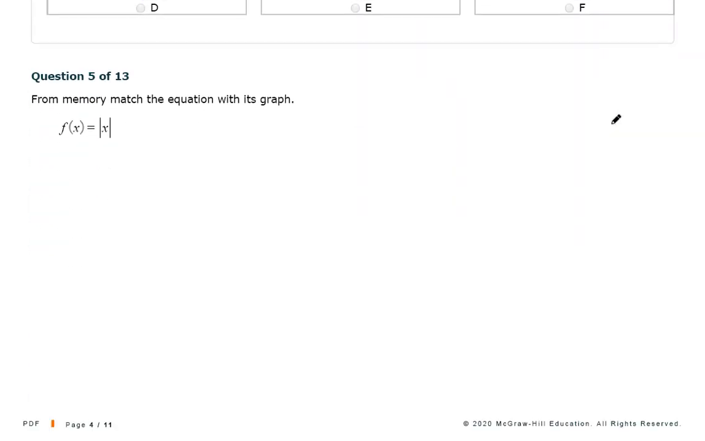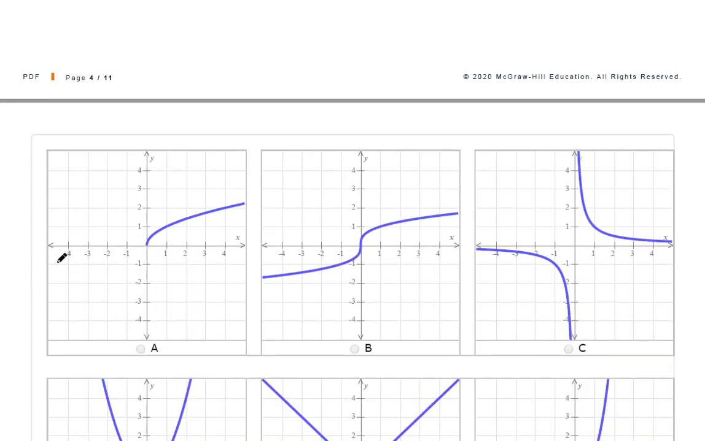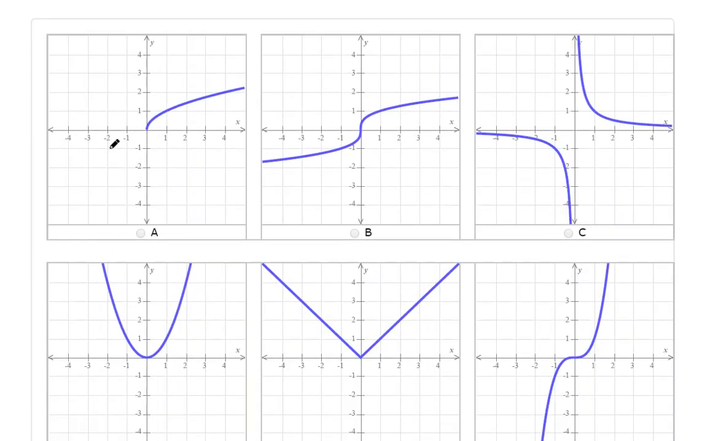Let's see, question 5, absolute value. That was that V-shaped pointy one. Let's see, V-shaped pointy one, no. Oh, there it is. There's the V-shaped pointy one. That's the absolute value of x.